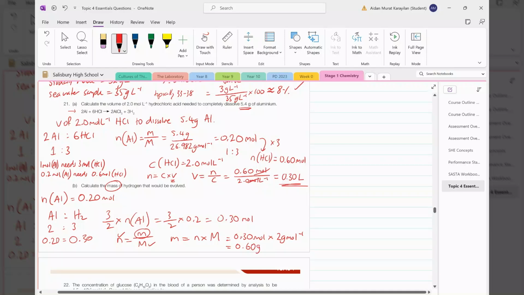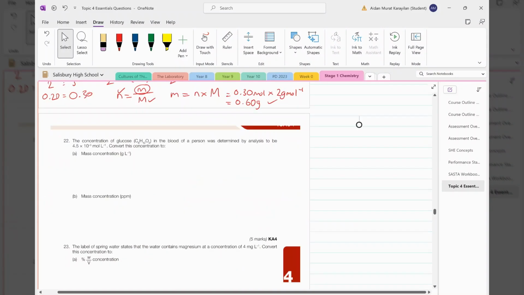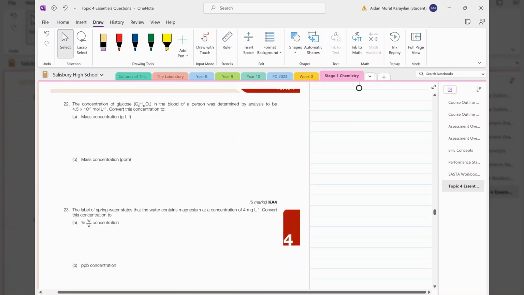So I times 0.30 by 2 to give us 0.6 grams. So that's how many grams of H2 we get coming out. And there we go. Okay, so our next question, 22. We're getting close to the end.